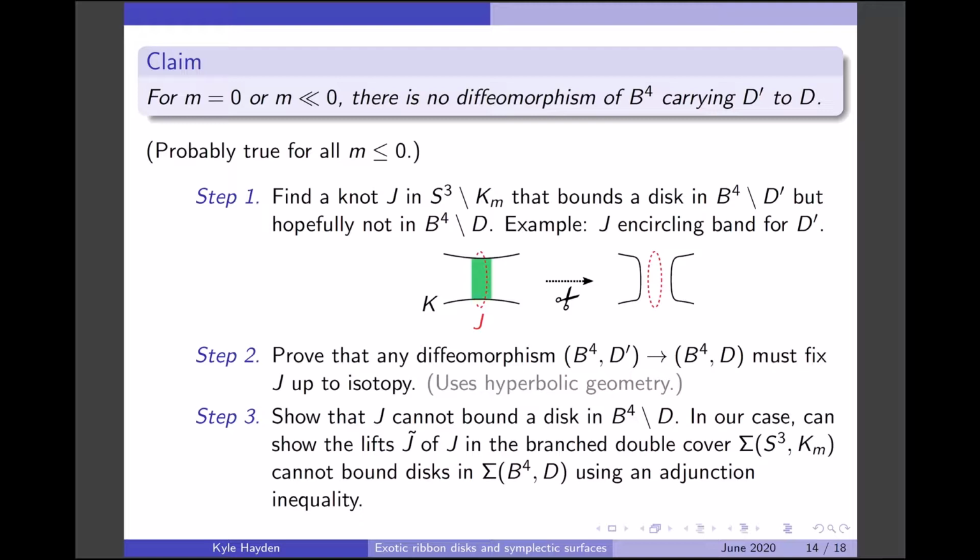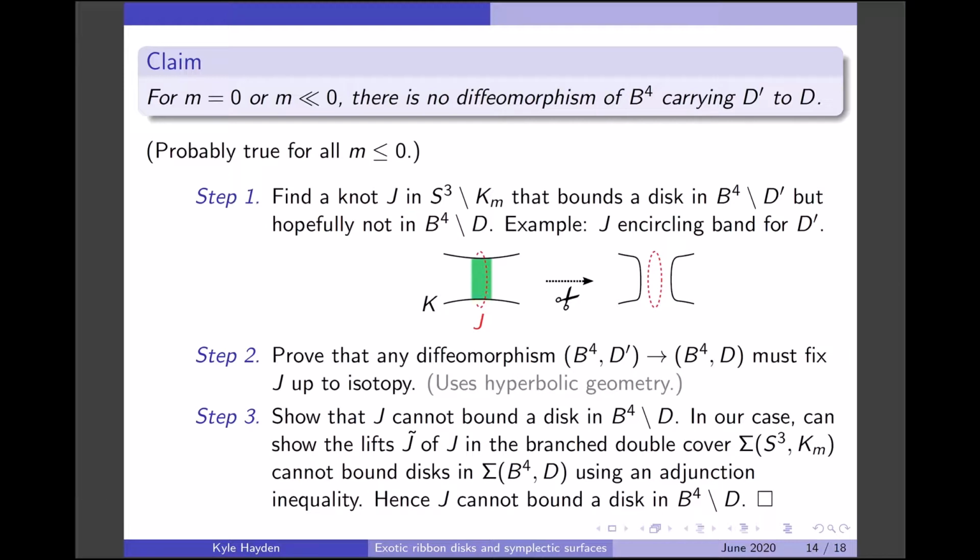And so our strategy is that we look at the branched double cover of B4 over D, look at the lifts J tilde of J, and use an adjunction inequality to show that those lifts cannot bound a disk in the branched double cover. And so that tells us that there couldn't have been a disk downstairs, and so the conclusion is that there cannot be any diffeomorphism of the 4-ball taking D prime to D, because it would take the disk bounded by J in the complement of D prime to a disk in the complement of D, but we just proved that no such disk can exist.